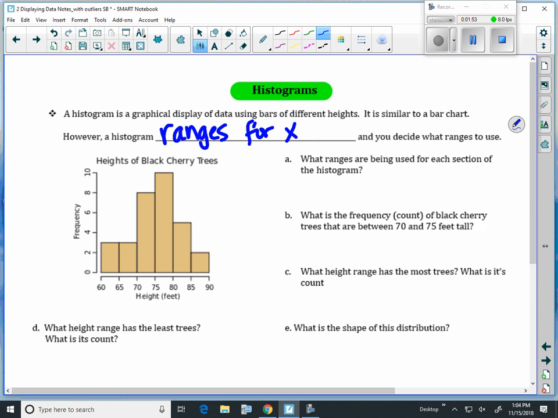If you look at prices, what ranges are being used for each section of the histogram? A range of 5 each time. First it goes from 60 to 65, then from 65 to 70, so it's using ranges of 5. What is the frequency or count of black cherry trees between 70 and 75? This goes up to 8. That's saying there are 8 trees between 70 and 75 feet tall. Track with me on that?